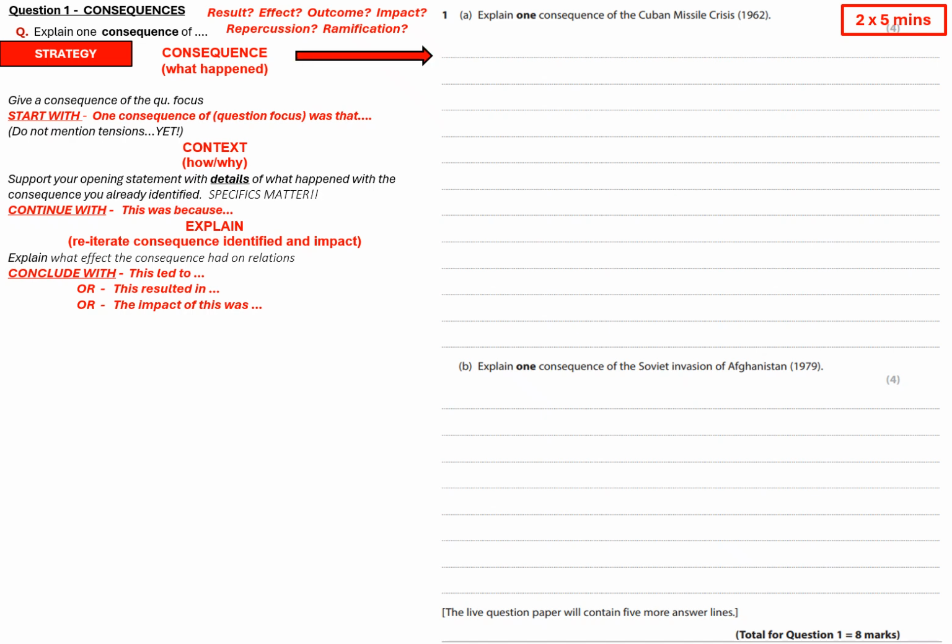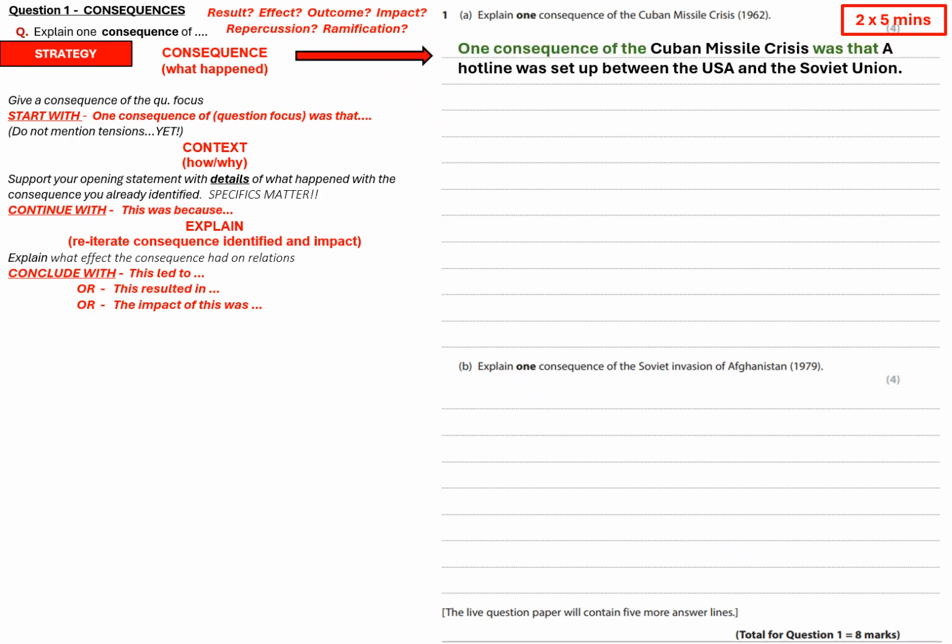Okay, so for example, you have been asked to explain one consequence of the Cuban Missile Crisis. So straight away, I'm going to start that by saying one consequence of the Cuban Missile Crisis was that a hotline was set up between the USA and the Soviet Union. Remember, I'm not going to talk about the events of the Cuban Missile Crisis because I'm being asked what happened as a result of it. So I'm just going straight into the consequence. One consequence of the Cuban Missile Crisis was that a hotline was set up between the USA and the Soviet Union. And then I'm going to say, why did that happen?